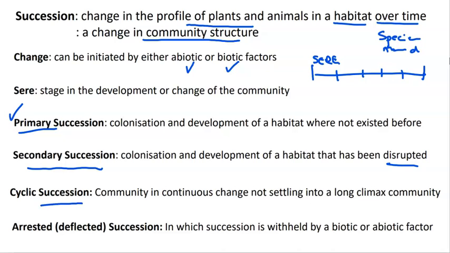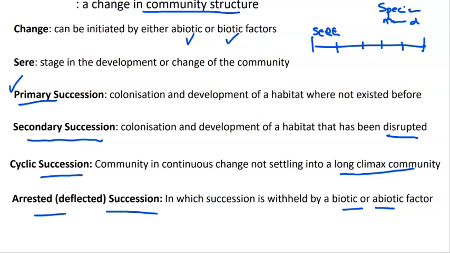Cyclic succession is where the community which is produced by continuous change does not settle into a long-term community known as the climax community, but rather continues a process of cyclic change. And finally, we will look at an example of arrested or deflected succession in which the seral stages are prevented from reaching their climax by abiotic or biotic factors, an example of which is the grazing of grasslands.